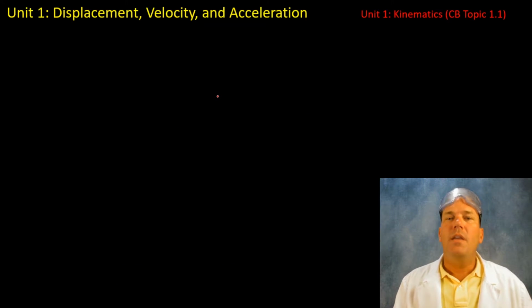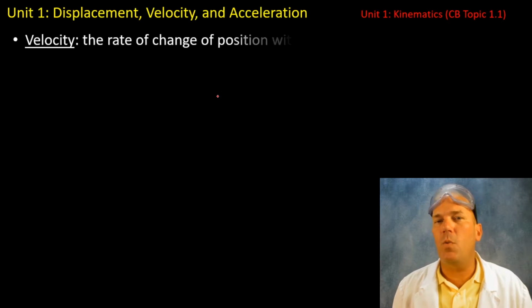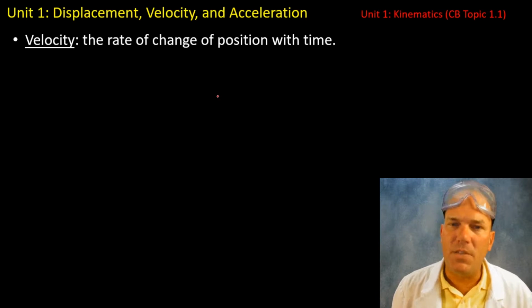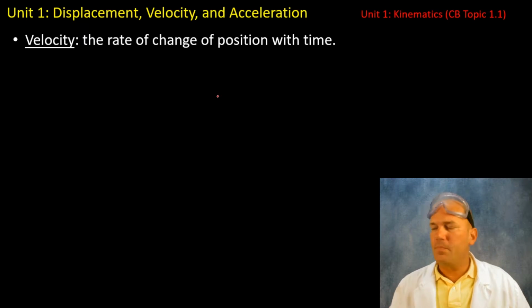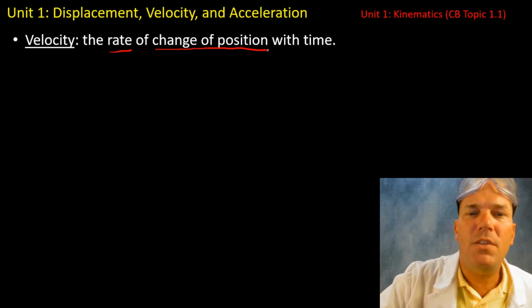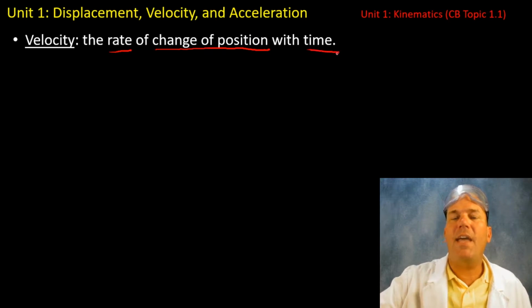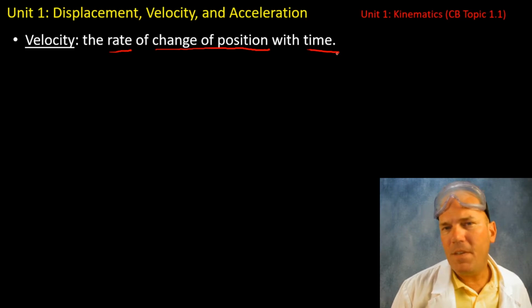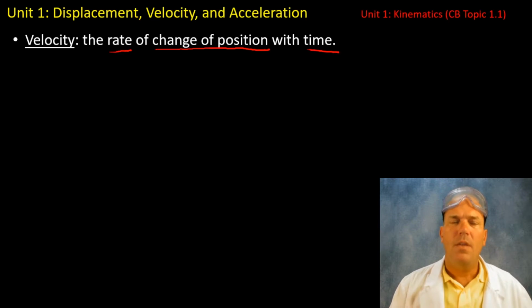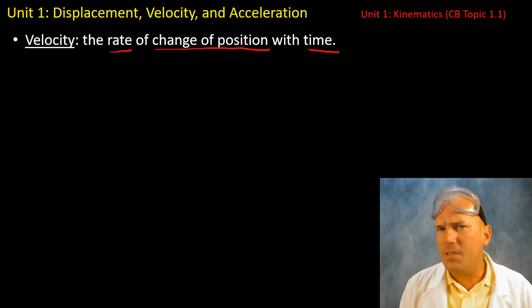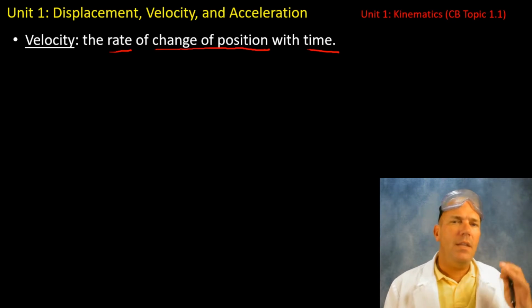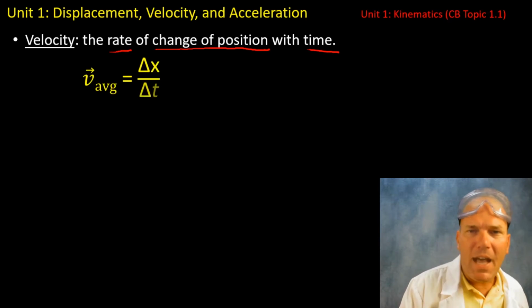Now let's look at our second vector quantity of velocity. Velocity is the rate of change of position with time. Rate of change, I'm going to underline rate and change of position and time, because by definition, a rate is expressed as a ratio with time. And change in position sounds familiar. That's displacement. So we can look at our equation for velocity.